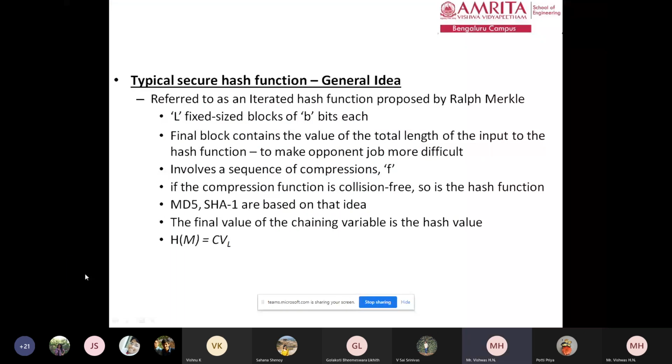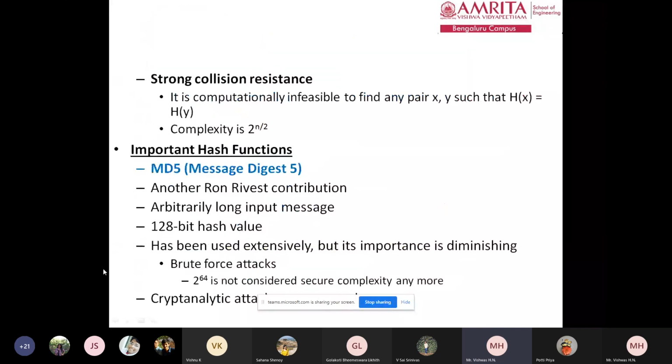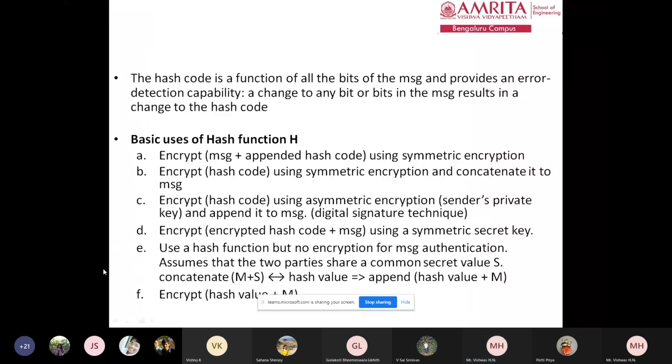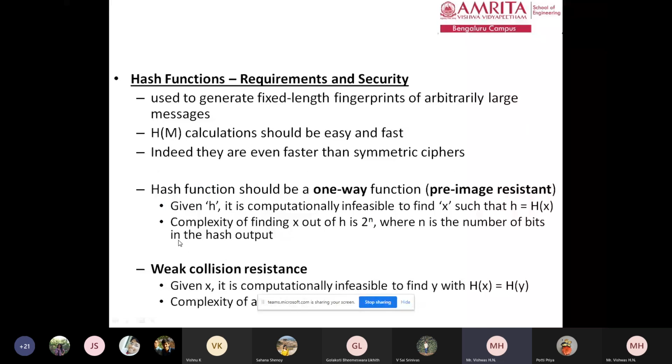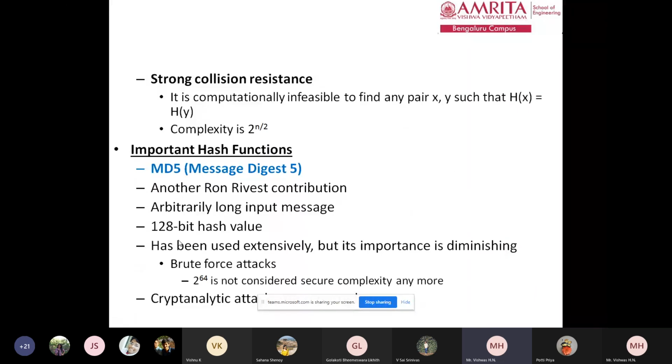Okay, so last class we were discussing the hash function and the different types. To produce an authenticator, we use three types of functions: hash function, message encryption, and message authentication code. We know what is message authentication code and the difference between hash function and message authentication code. Now we have to discuss something about message encryption. That's what we discussed yesterday: message, hash function, and message authentication code.